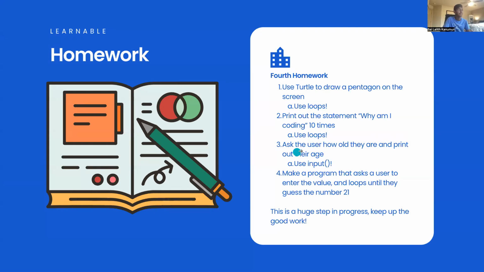And then the third question is ask the user how old they are and print out their age, use input. And then make a program that asks the user to enter a value and loops until they get the value 21. So for the fourth program, you can use the homework that you already did before to just integrate the while loop. And yeah, that's basically it for homework. It should take a very minimal amount of time to do this because we went over everything. We went over basically all of these homeworks in this practice. So just try to code all of this by yourself, as this is the key to perfection.